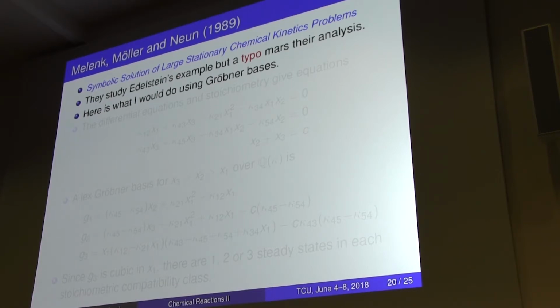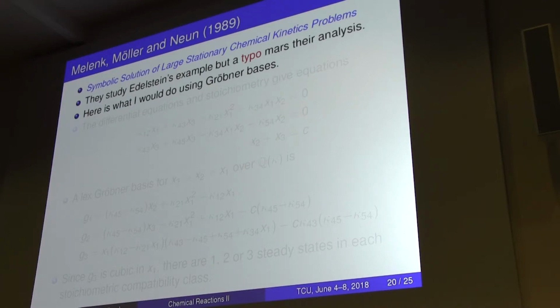And so the first people to try to really apply symbolic computation to this kind of situation were Melnick, Müller, and Noyne in 1989. And so there's their paper, and they treat this Edelstein example. But it turns out there's a typo. And it's embarrassing. I don't quite understand what they're doing in the paper.